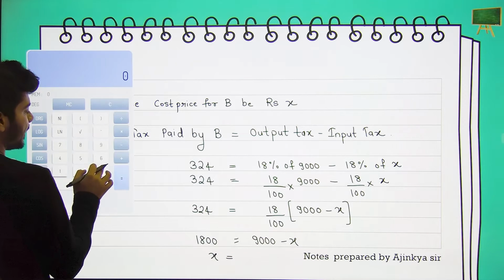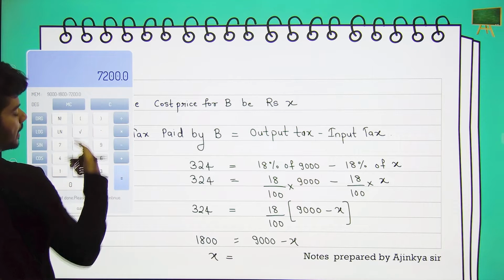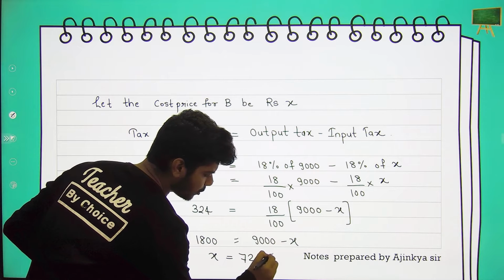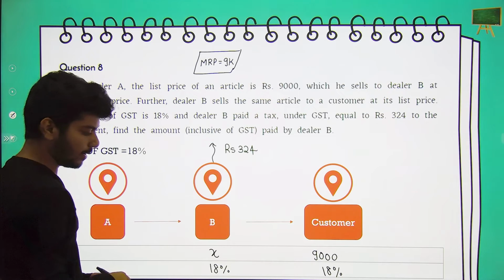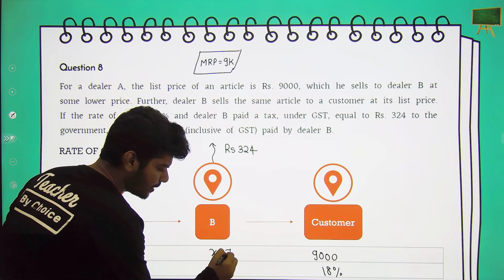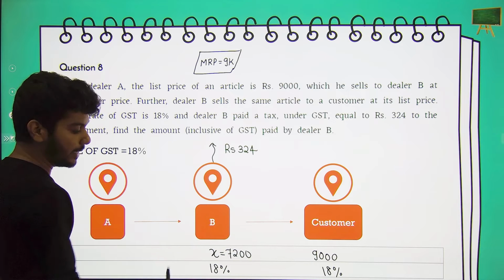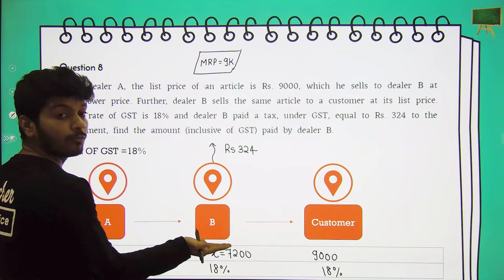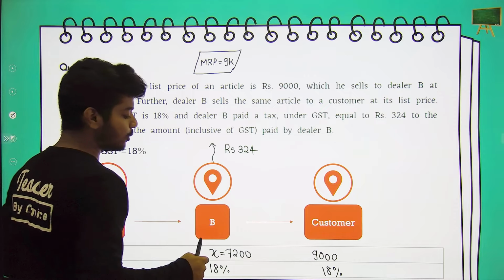So let's do that. 9,000 minus 1800, so this is your answer: 7200 rupees. Now what is this amount? This is the amount which is without tax. 7200 is the amount without tax. If I want to calculate the tax on this, I have to calculate 18% of 7200.